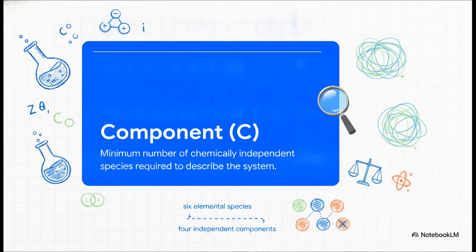Next up, components. And it's super important to remember we aren't just counting basic elements here. A component is the absolute minimum number of chemically independent species you need to describe the system's composition. So if you have a water solution with 4 dissolved salts, technically, yeah, you've got 6 elemental species bouncing around in there, but because of strict chemical constraints, like the stoichiometry of the water molecules and the rigid requirement for electrical charge balance, you actually only possess 4 independent components. The universe naturally constrains itself, which is kind of mind-blowing when you think about it.